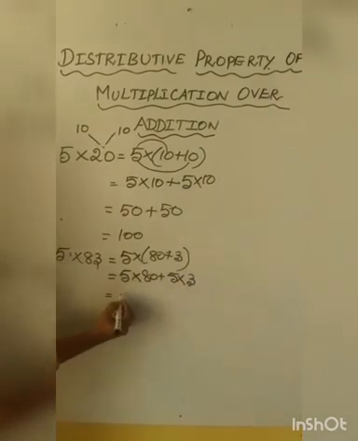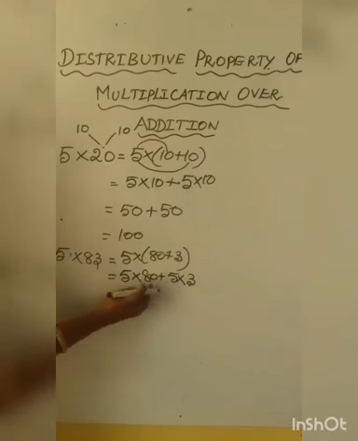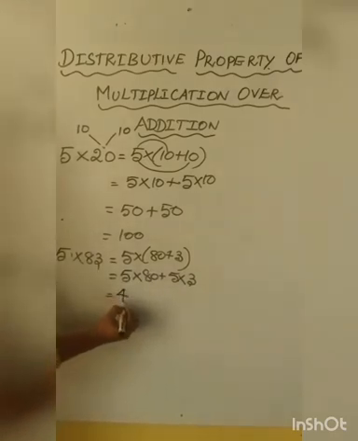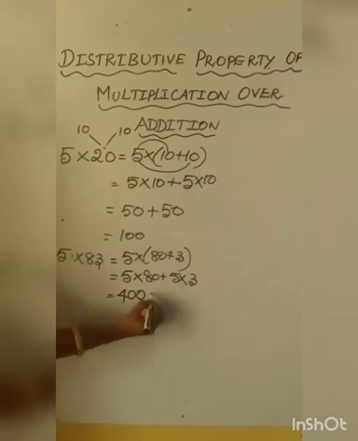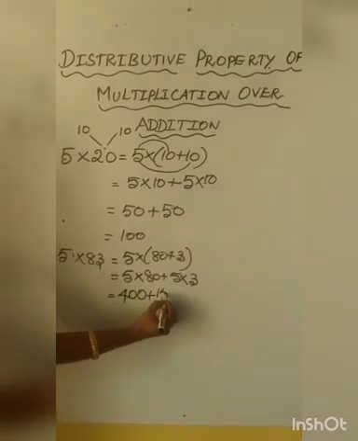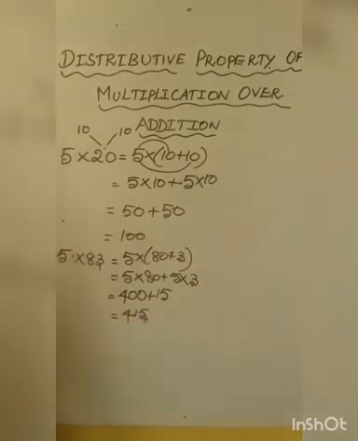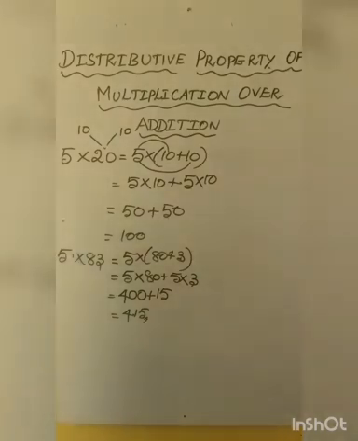Next 5 8s are first. Suppose you have any number with a 0, just you have to multiply the first number. 5 multiplied by 8. 5 8s are 40. How many 0s balance? 1 0. Then 5 3s are 15. Next you can add these two numbers, 415. So the answer is 415. This is very easy. Okay, so distributive property means you have to multiply the biggest number by splitting it. If you use distributive property, you can calculate the answer very easily.